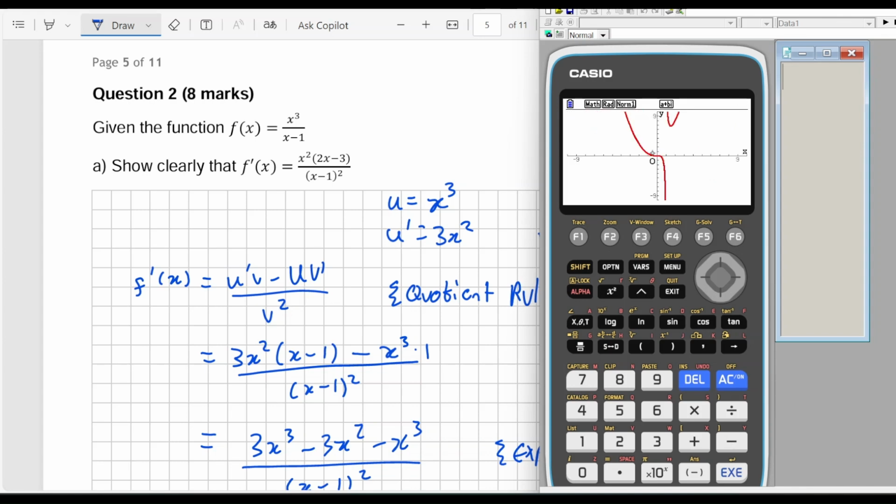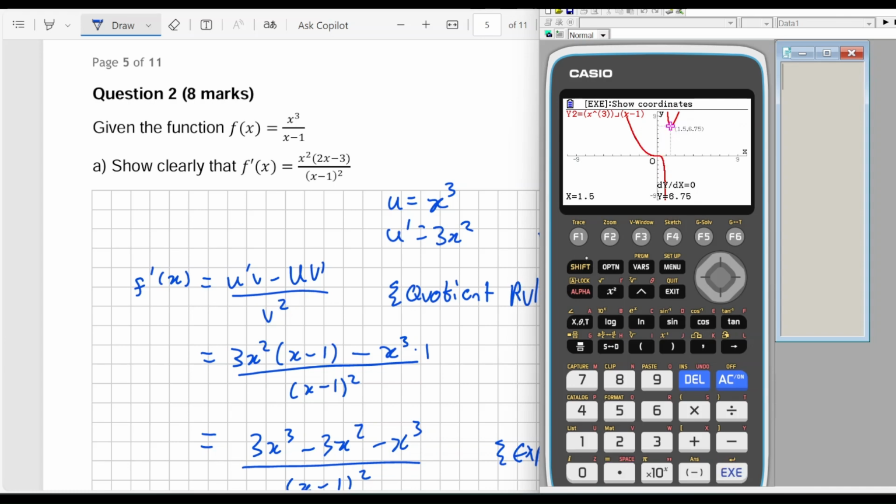There we go. You can see the tangent is flat at 0, and it's also flat at what appears to be 3/2. So just to check, if we trace 0, that'll highlight that point, and dy/dx is 0. And if we trace 1.5, then it should also have dy/dx is 0.